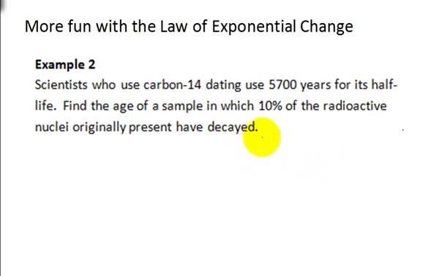Scientists who use carbon-14 dating use 5,700 years for its half-life. Find the age of a sample in which 10% of the radioactive nuclei originally present have decayed.